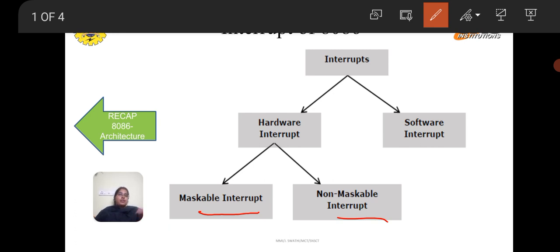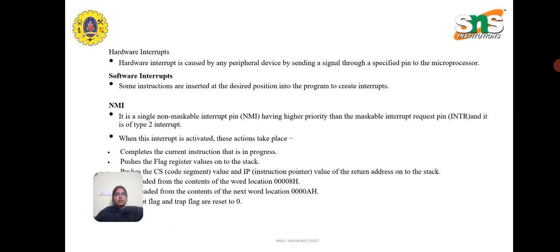So coming to the software interrupts. Software interrupts are instructions inserted at the desired position in the program to create an interrupt. A hardware interrupt is used whenever we need an external interrupt, like when we have a main program and have to immediately execute some subprogram on the spot. But if I have to give the interrupt at periodic intervals, I use the software interrupt. These interrupt instructions can be used to test the working of various interrupt handlers.